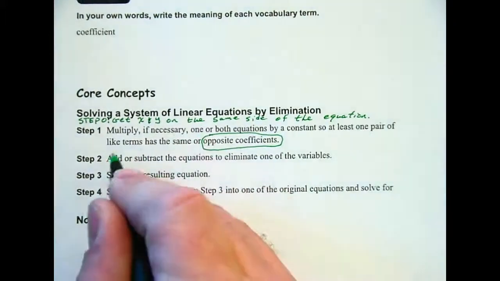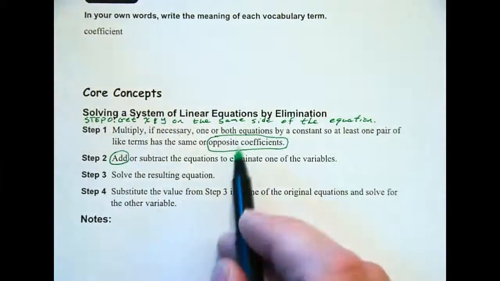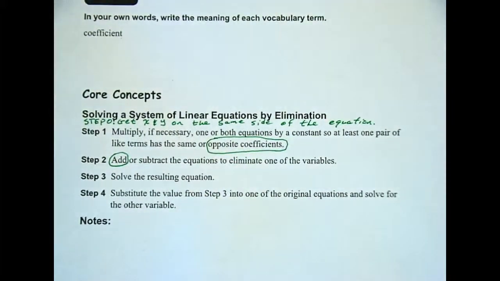So add or subtract. So if we have opposite coefficients, then we can add the equations up. We generally do better when we're adding. So solve the resulting equation and then substitute the value from step 3 into the original equation and solve. Okay. So we're going to try some of these together today. Kind of work through it, and we'll practice them even more so tomorrow. Okay? All right, let's go ahead and check some out.